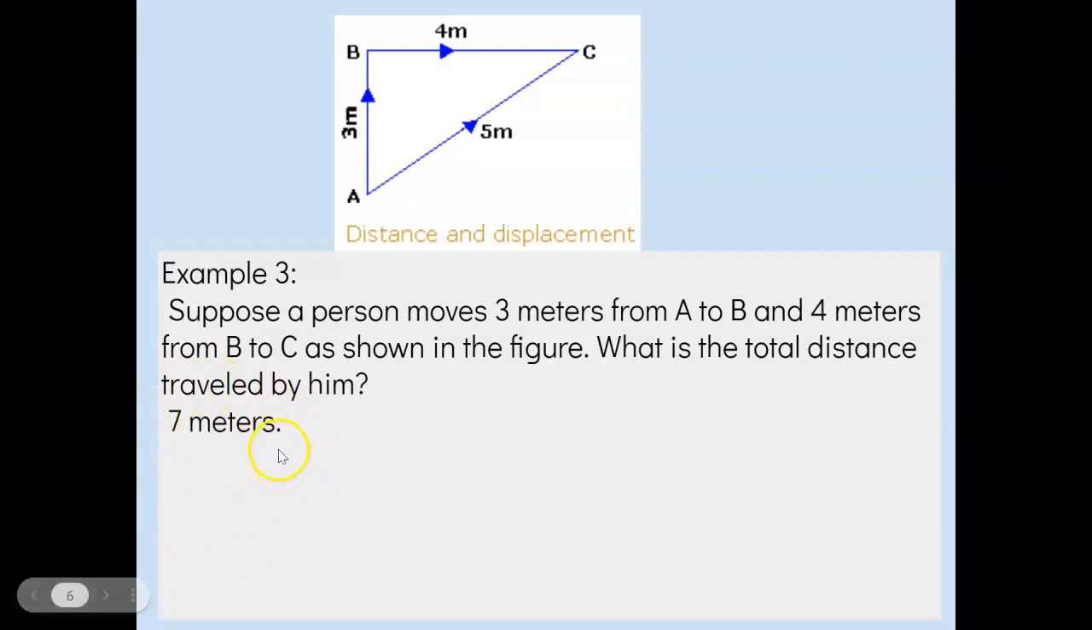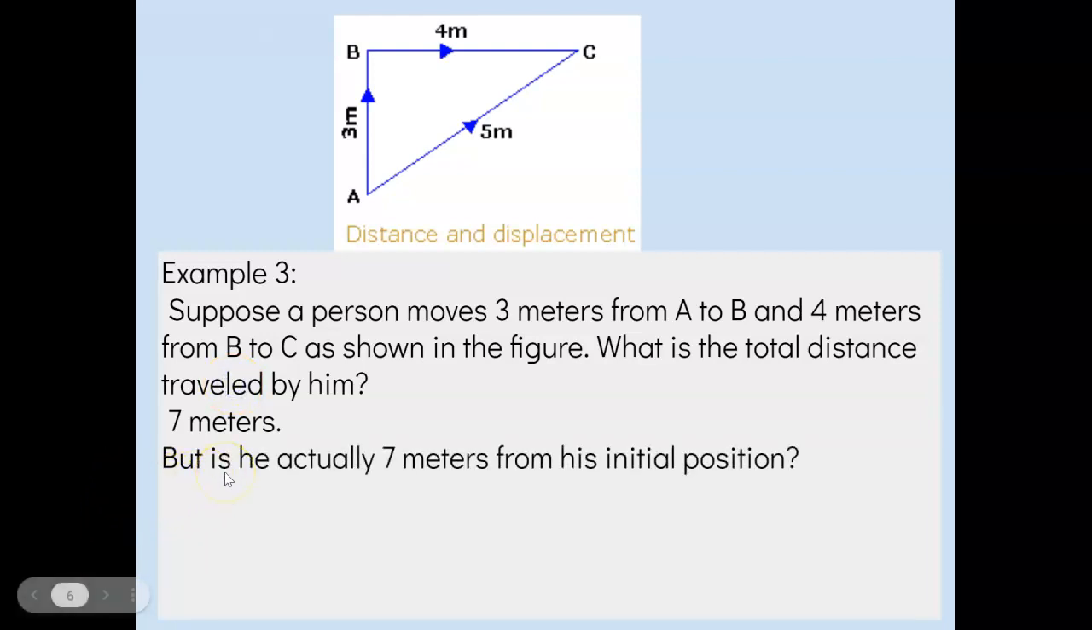And distance, again, is a scalar quantity. It only needs a value and units. So it only needs meters, kilometers, centimeters, whatever the problem is in, okay? But is he actually 7 meters from his initial position? No. The answer to that is no, because if we can see here, even though he took a longer path where he went up and then cut across, he's actually displaced from his initial position by a value of 5 meters. Okay, so even though he chose to walk the longer path, where he winds up in relation to where he started is only a value of 5 meters.